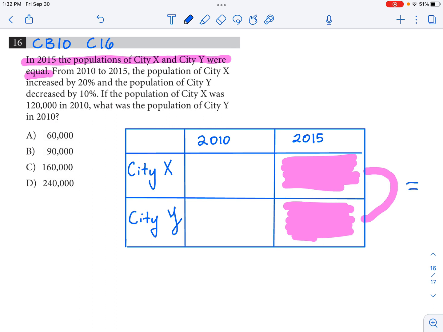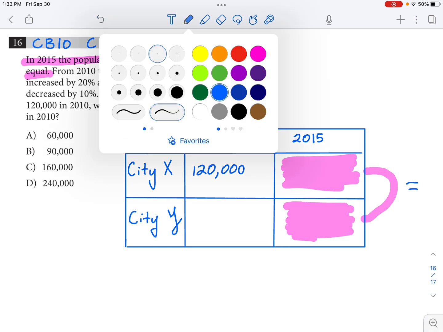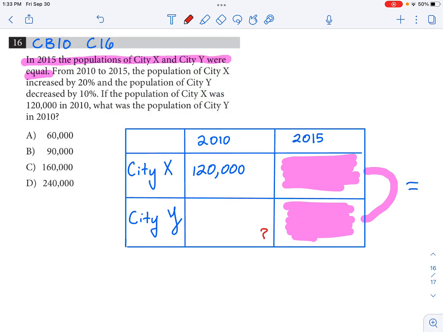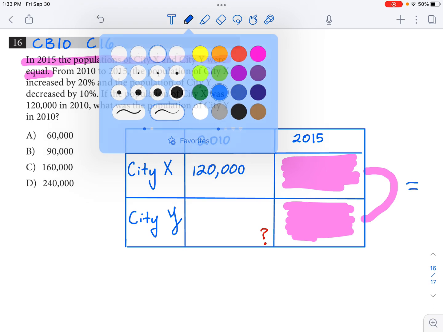All right, next we have from 2010 to 2015, the population of city X increased by 20% and the population of city Y decreased by 10%. We're going to use that pretty soon. Finally, if the population of city X was 120,000 in 2010, let's fill that into the table. And then we're supposed to find what the population of city Y was in 2010. I'll put a little question mark into this one. So if we could fill in the table here for the population of city Y in 2010, we're done.